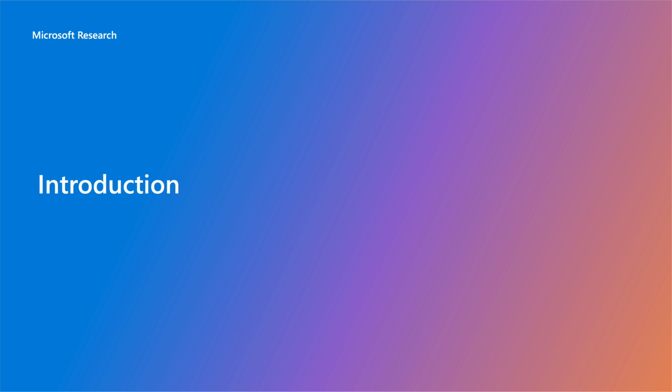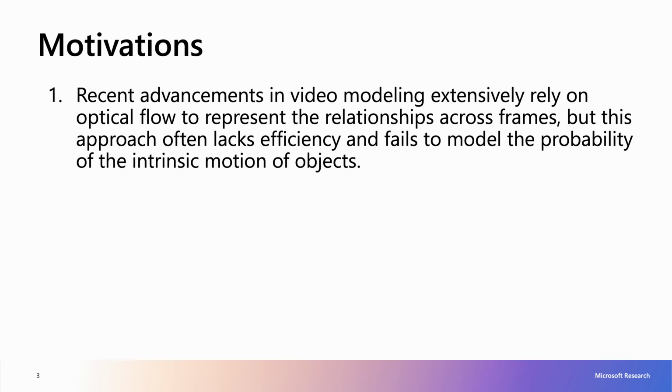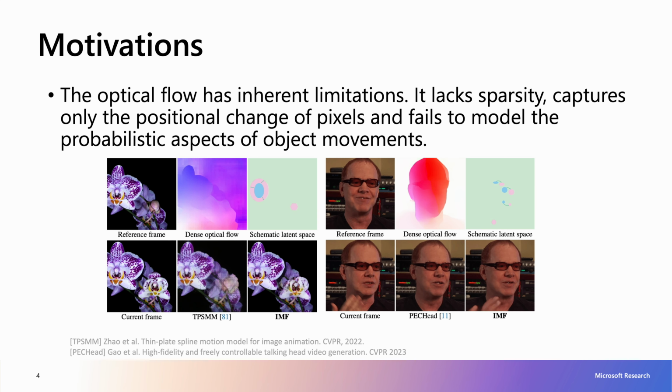Firstly, let's discuss the introduction part. Recent advancements in video modeling extensively rely on optical flow to represent the relationships across frames, but this approach often lacks efficiency and fails to model the probability of the intrinsic motion of objects. The optical flow has inherent limitations. It lacks sparsity, captures only the positional change of pixels, and fails to model the probabilistic aspects of object movements.